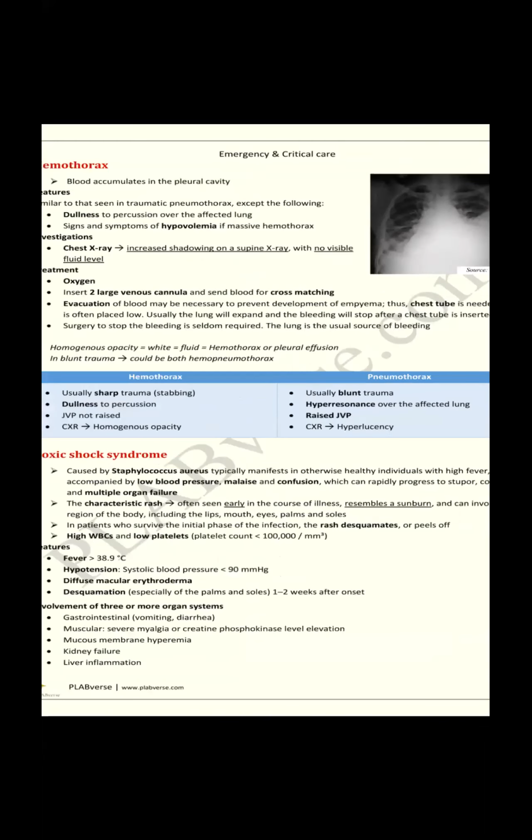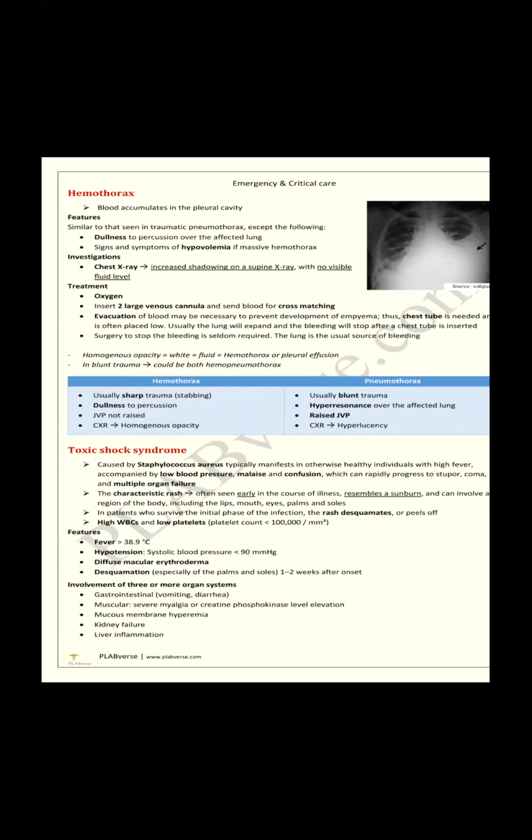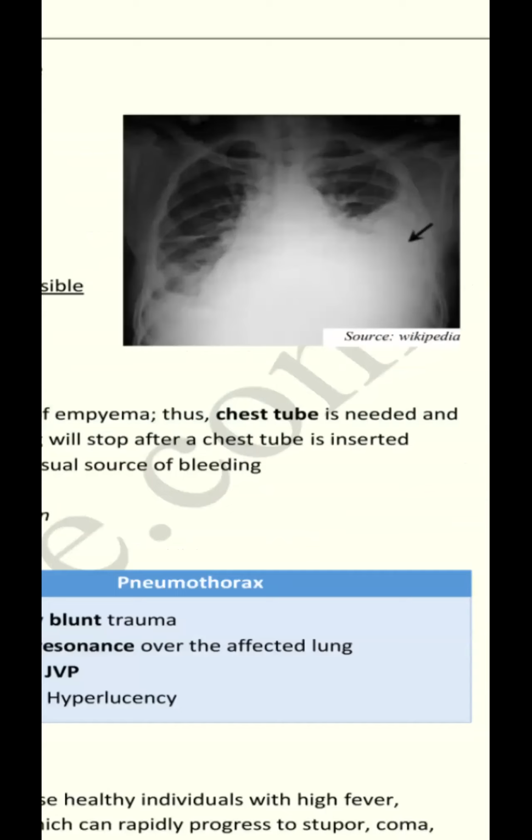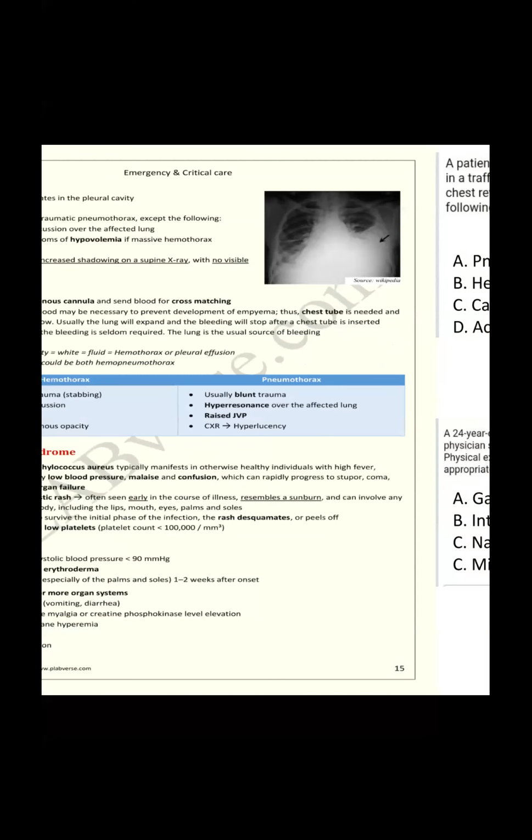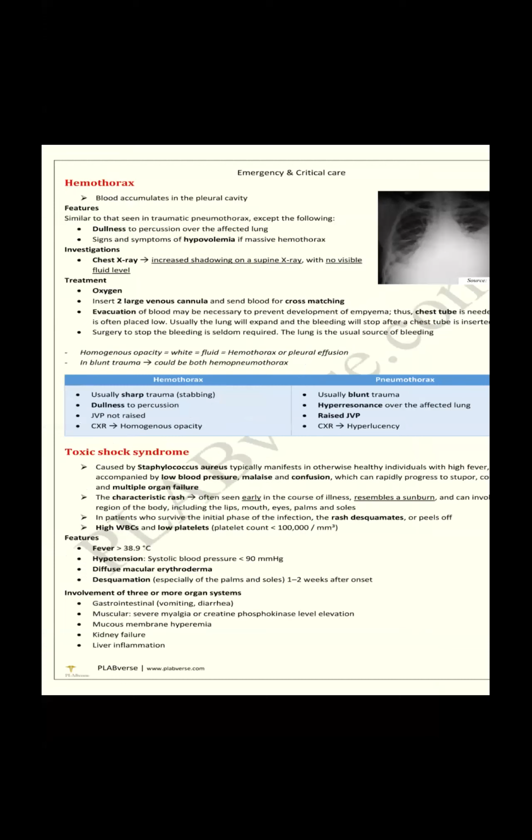Shortly I want to discuss the hemothorax. Blood accumulation in the pleural cavity. They give this scenario. You have to remember hemothorax: blood accumulation in the pleural cavity, with hypovolemia due to massive hemothorax. Chest X-ray initially to see the shadow on a supine X-ray. We have to give oxygen first, and do cross-matching for the blood transfusion, but chest tube. Hemothorax is not tension pneumothorax.